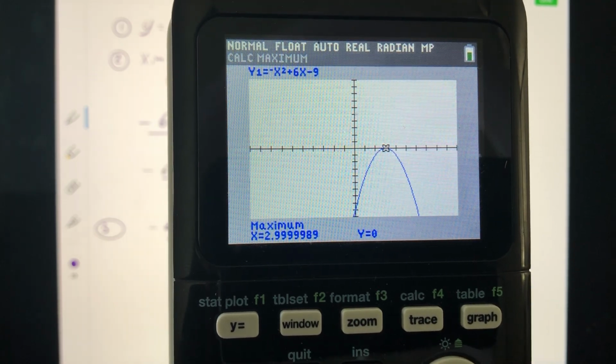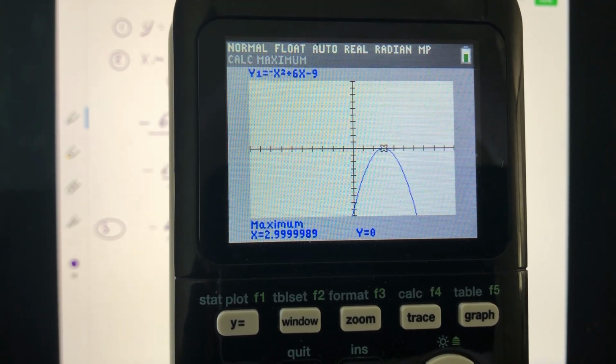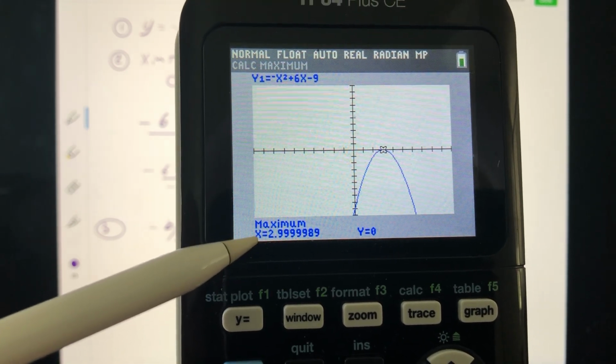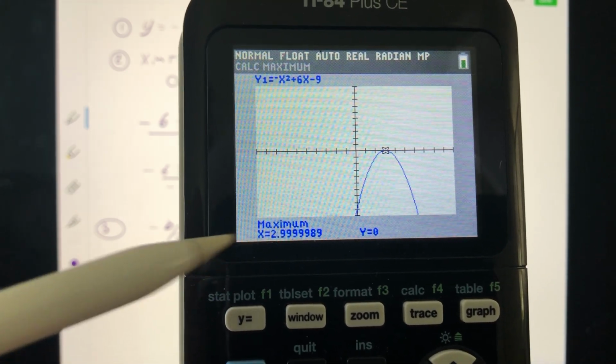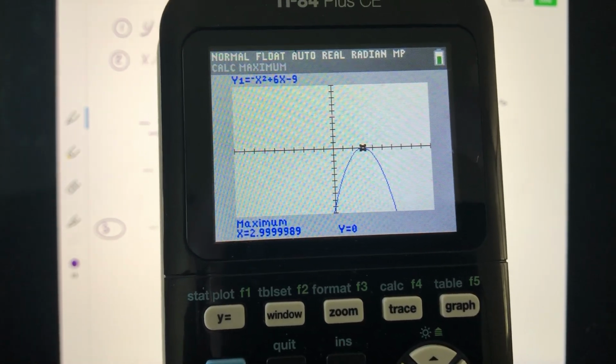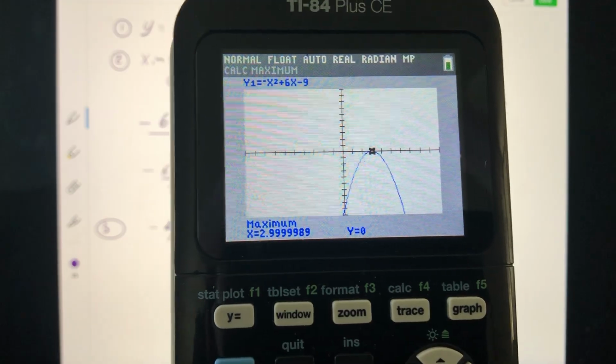So once again, that's the advantage of knowing how to do things by hand, because the calculator can only approximate, and sometimes it's spot on and sometimes it's a bit off, but by hand, if done correctly, is 100% accurate. So that's why we have to know both ways.